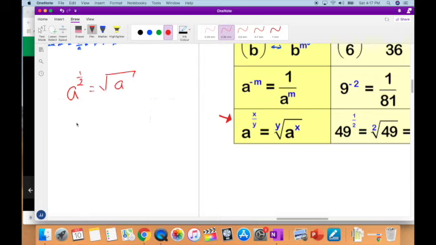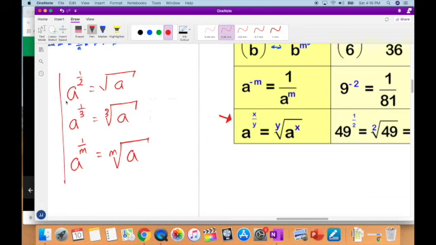A to the power of a third is the cube root of a. Therefore, a to the power of 1 over m, a to the power of a fraction, is the root, the denominator root, of a. Right? You guys understand this rule here?